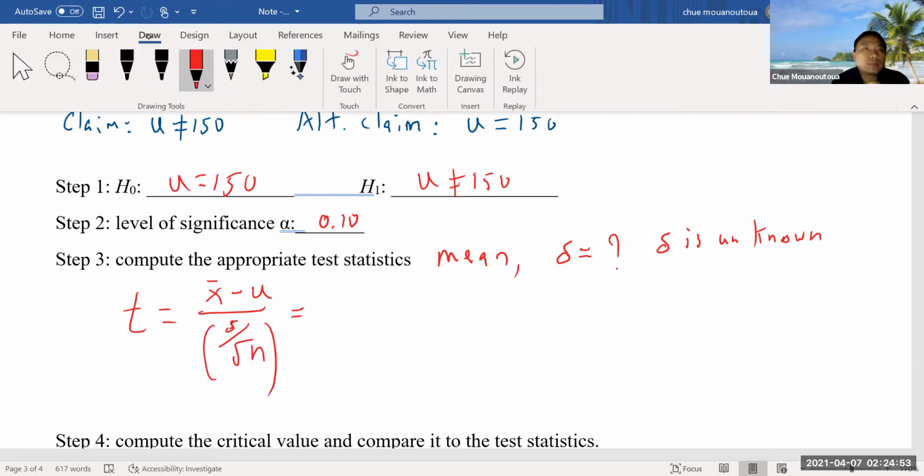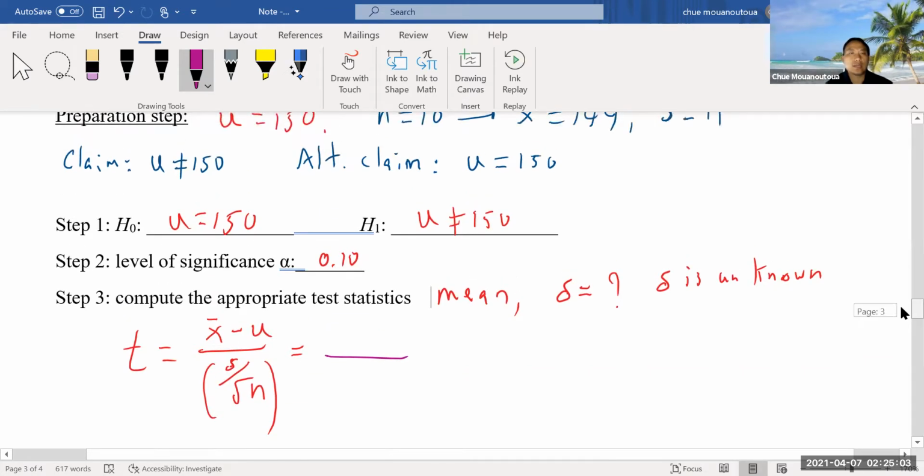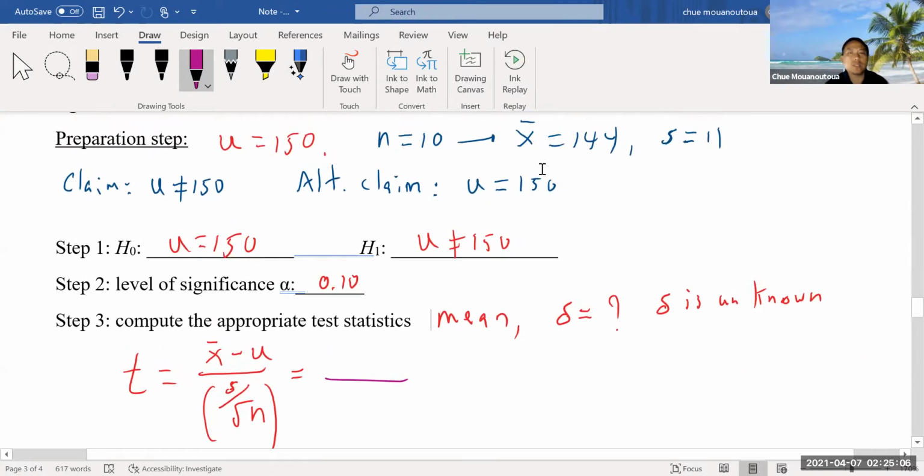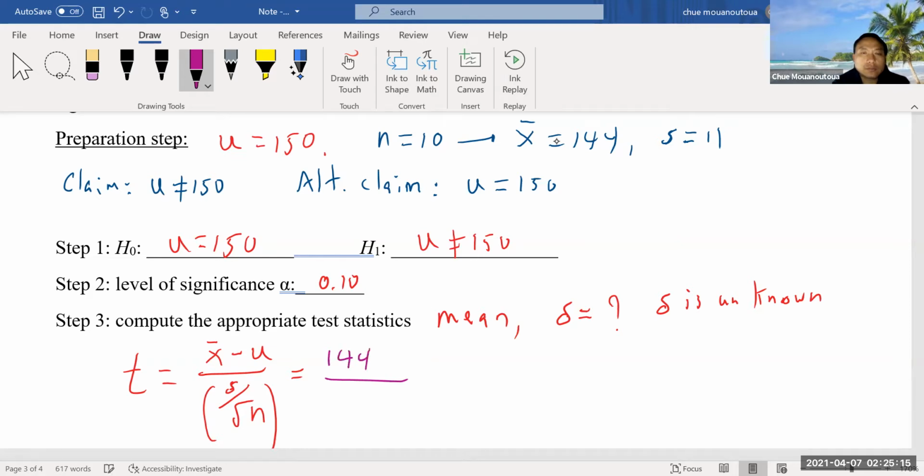Well, we're gonna plug it in. From the prep step, we know that X bar is 144. The mu we're told is 150 right there. Okay, so 150. The S, this is standard deviation for the sample, which is 11. So 11 over the square root of n. We've got 10.